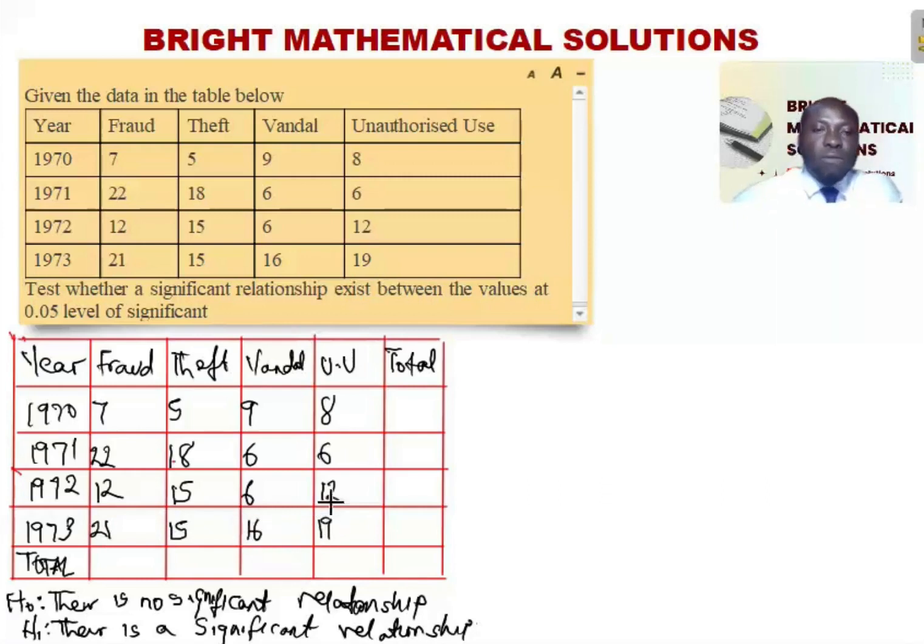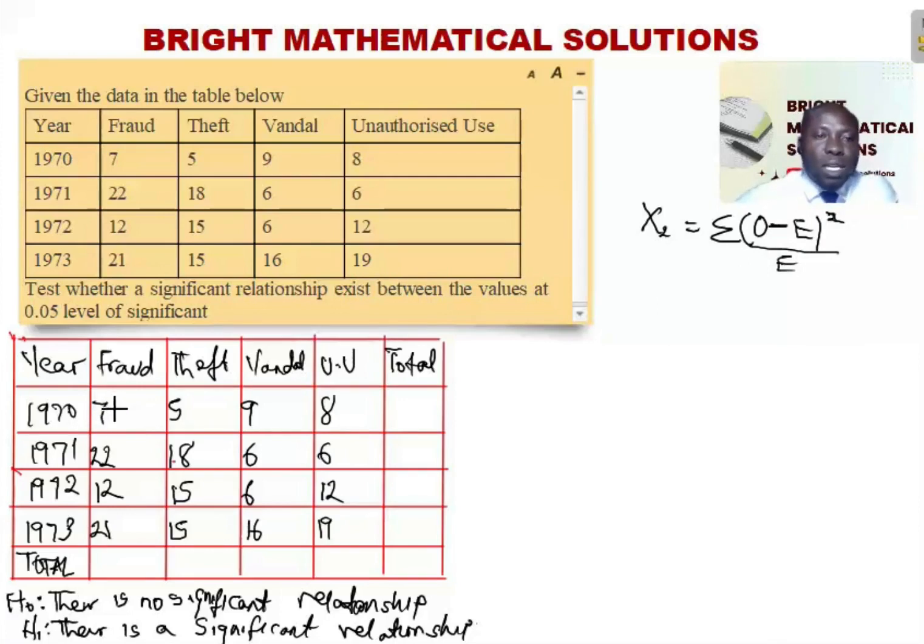So the first thing for us to do, because these are the observed values, is to look for the expected values. And remember, the formula for chi-square is given as the summation of O minus E raised to power 2 all over E. Now, O is the observed, E is the expected. So we have the square here and divided by the expected.